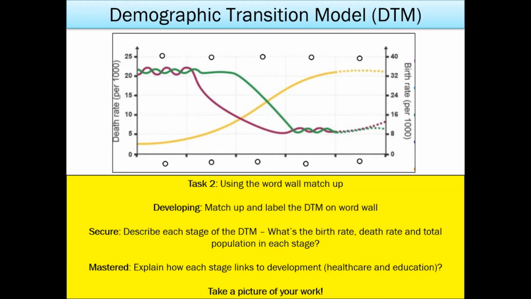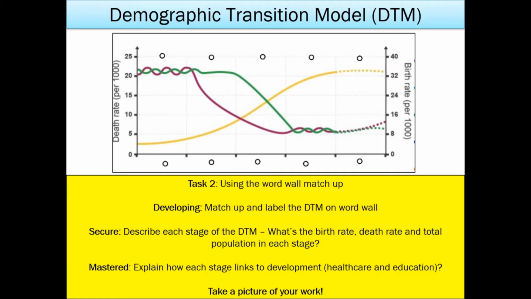So if you can see on the slide currently, there are little circles on that you're going to be able to label, which will then label up and explain the DTM. Okay, so you're going to label the 5 stages, examples of countries you find in each stage, and then you're going to look at what each line represents in terms of its data. Okay, once you've done that, you're going to come back to this task, which is the secure task.